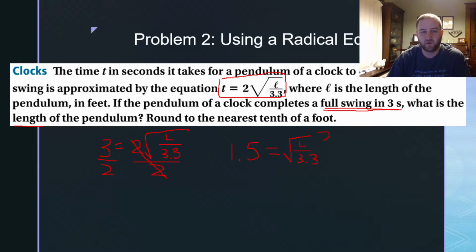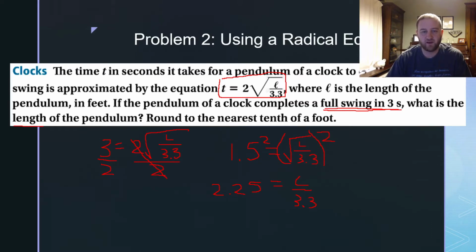Okay, now we want to get rid of our radical sign. So we're going to square this side and we're going to square this side. So we need a calculator for this. What I want is 1.5 squared. So we're going to plug that in. 1.5 squared is 2.25. And then that's equal to, once we square this left side, that makes our radical go away, so we've got L over 3.3.